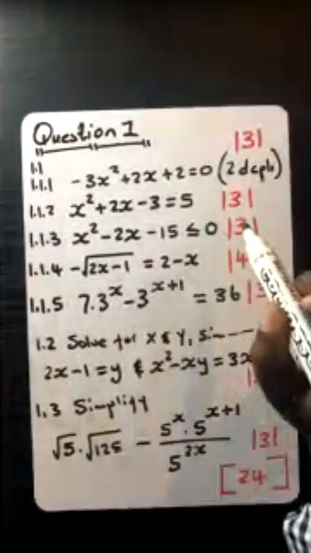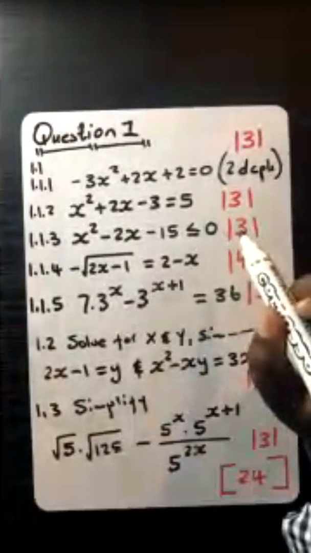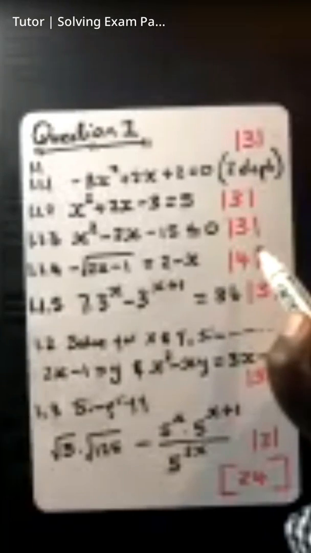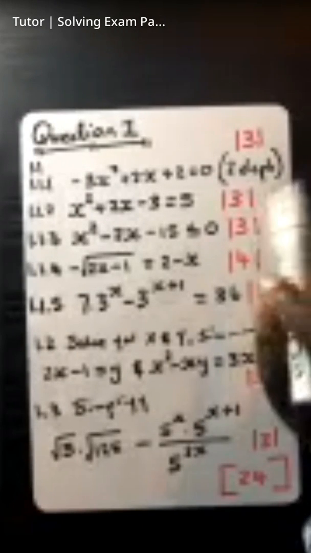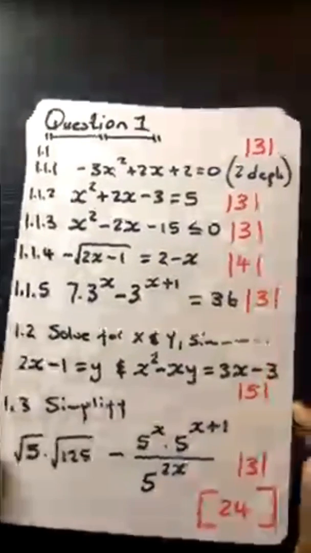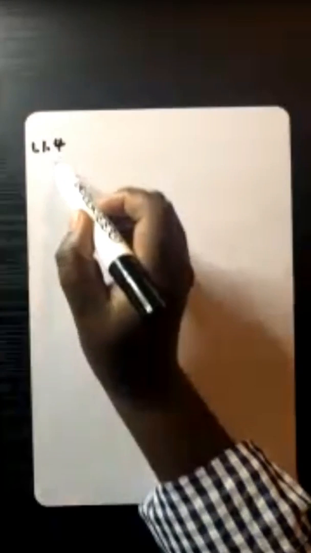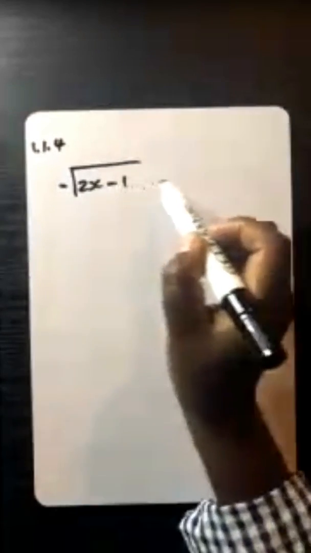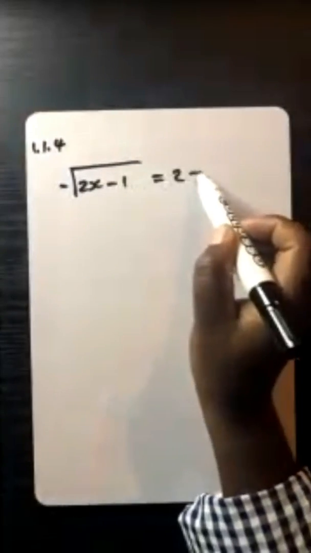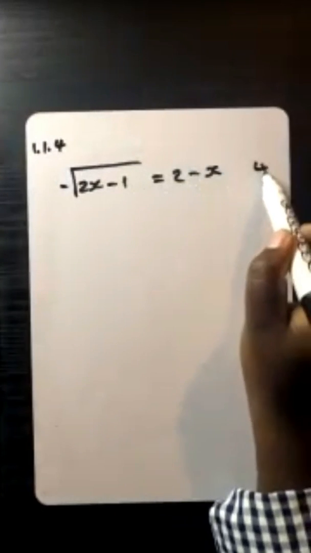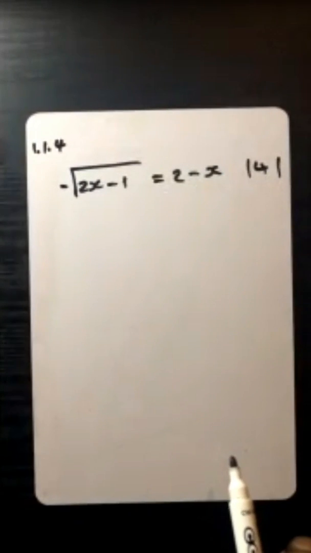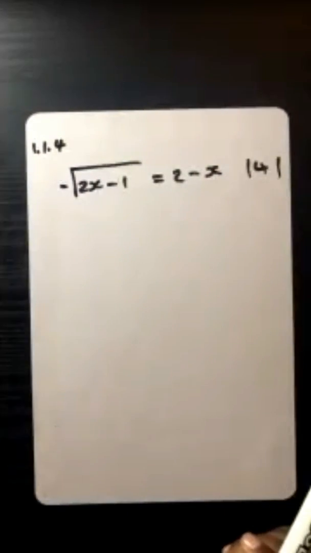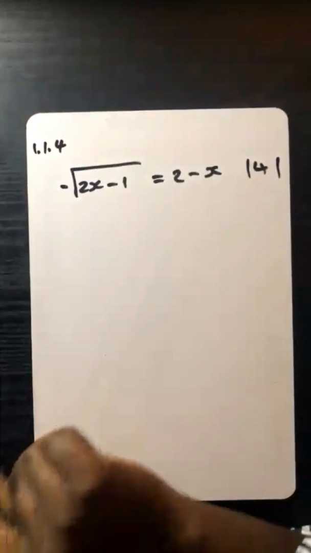Okay, so let's now move to 1.1.4, which is allocated 4 marks. So guys, we've got 1.1.4, which is negative square root of 2x minus 1. This is equals to 2 minus x. And this problem is allocated 4 marks. Ladies and gentlemen, what is this?